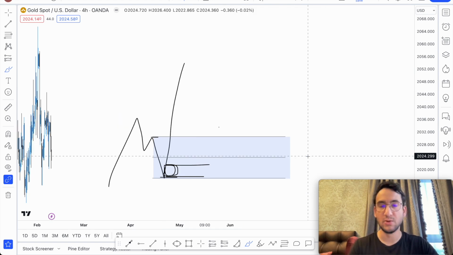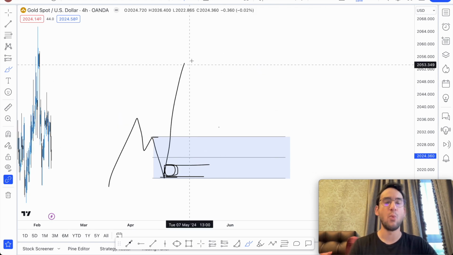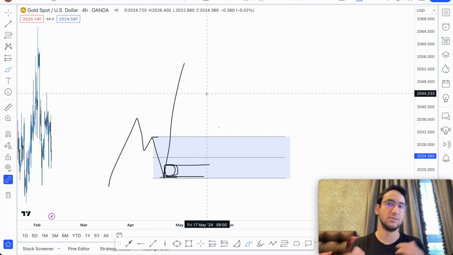The reason why I do that is because I want price to come into the 50 EQ, because generally speaking, and more times than not, a lot of trades do take off from the 50 EQ.